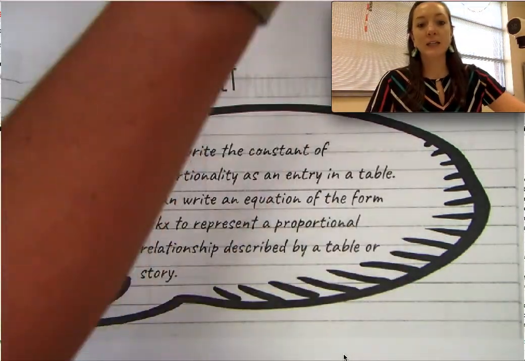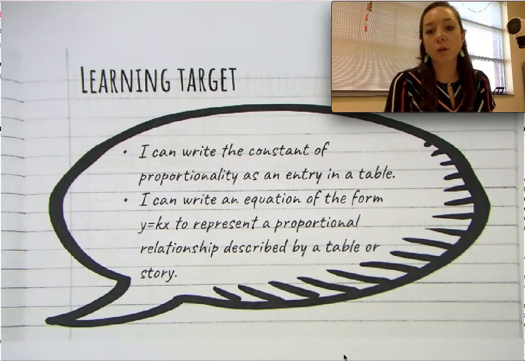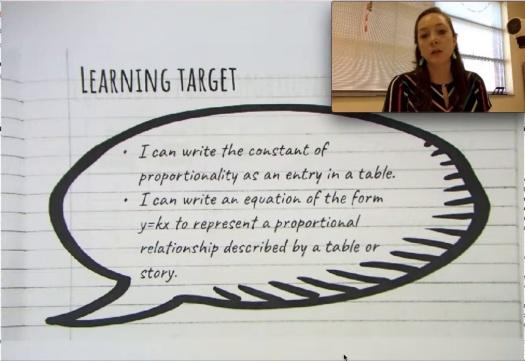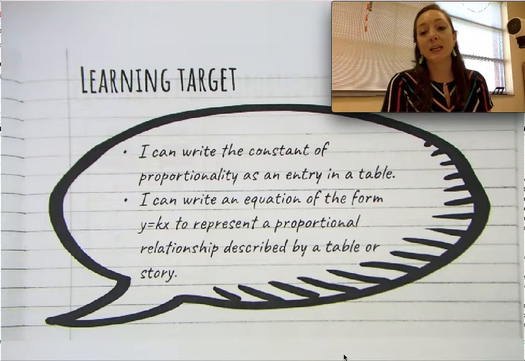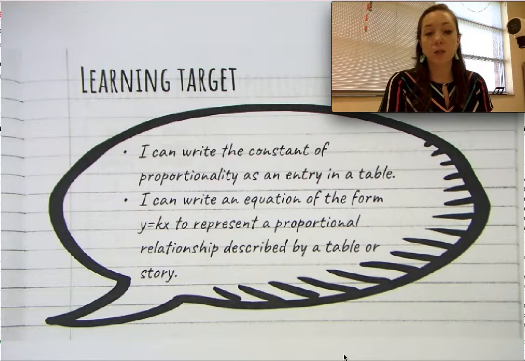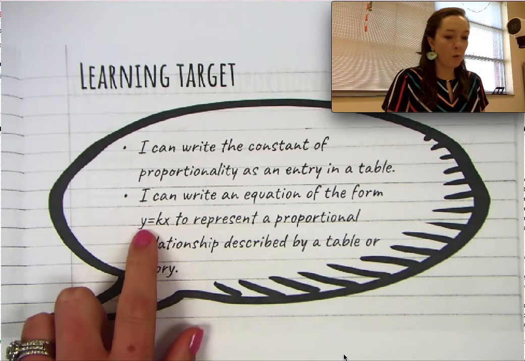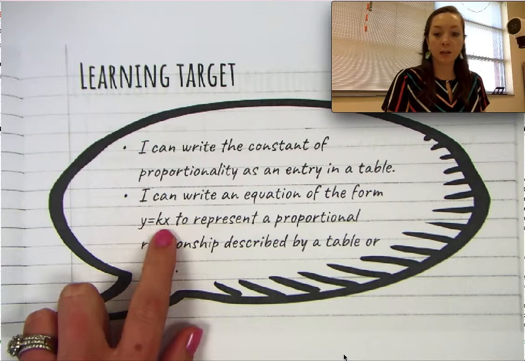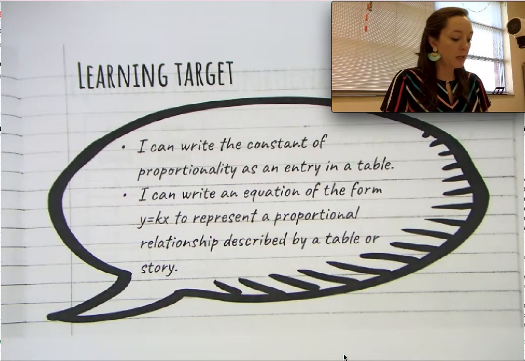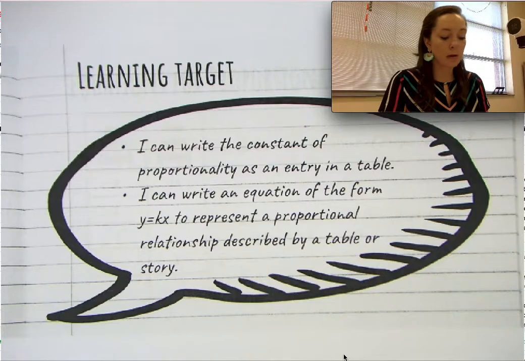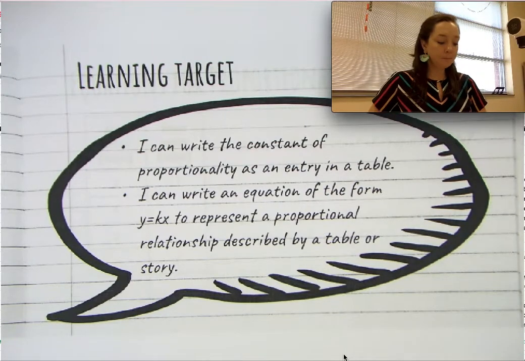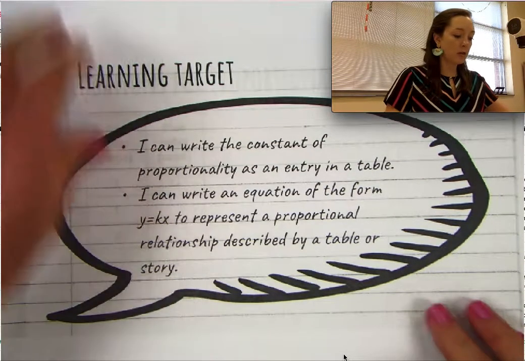Welcome back. So, I want to talk to you today about proportional relationships and equations. What our goals are for today: we're going to write the constant of proportionality as an entry in a table, and then we're going to write an equation in this format, y equals kx, and I'll explain that in a minute, to represent a proportional relationship described by a table. Okay? So, let's get started.